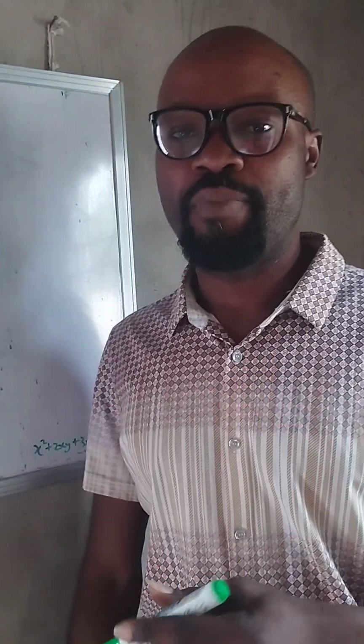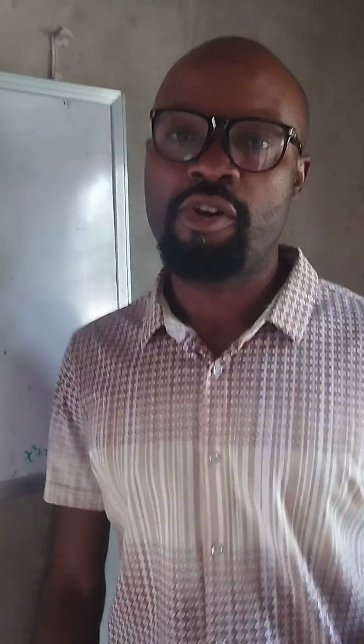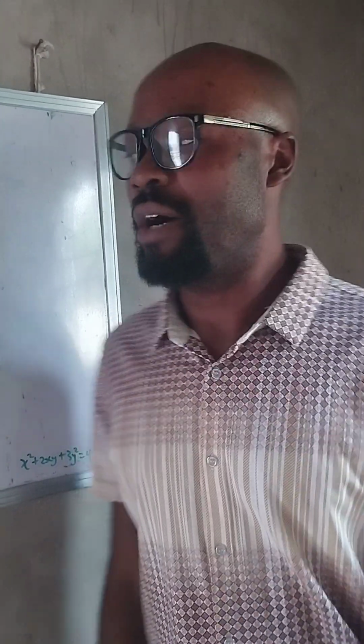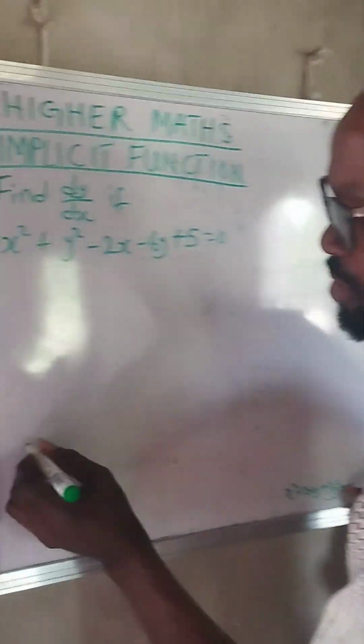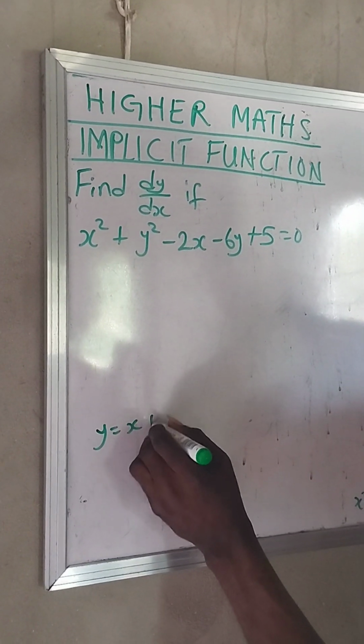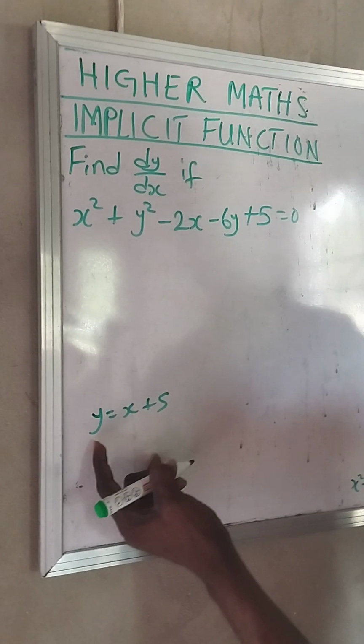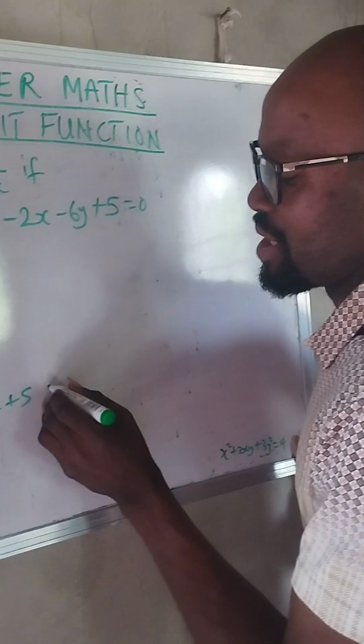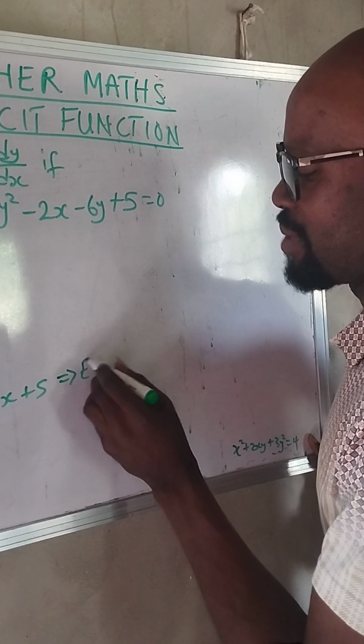Viewers, today we're going to be looking at another higher mathematics topic called implicit function. What is an implicit function? An implicit function is a function in which the dependent variable and the independent variable are intertwined. In other words, if you have, for example, y equals x plus 5, the value of y depends on what x is given. So this type of function is called an explicit function.